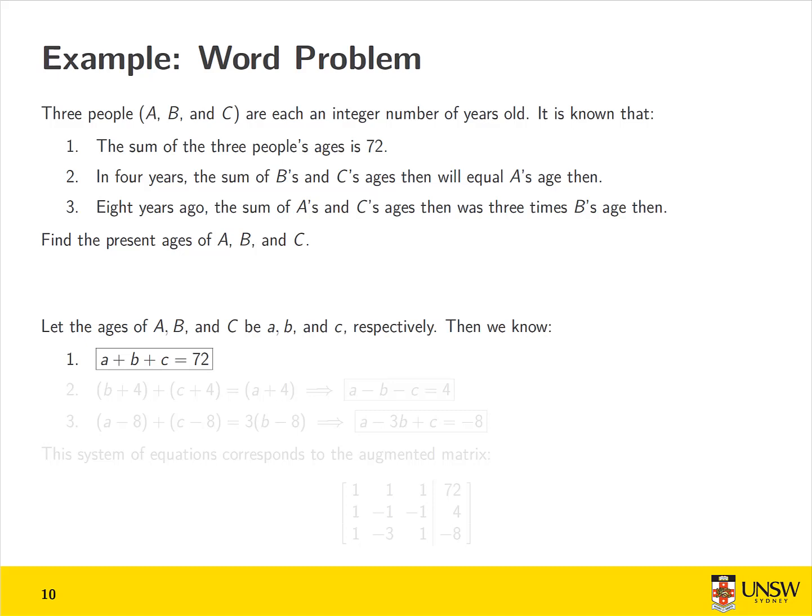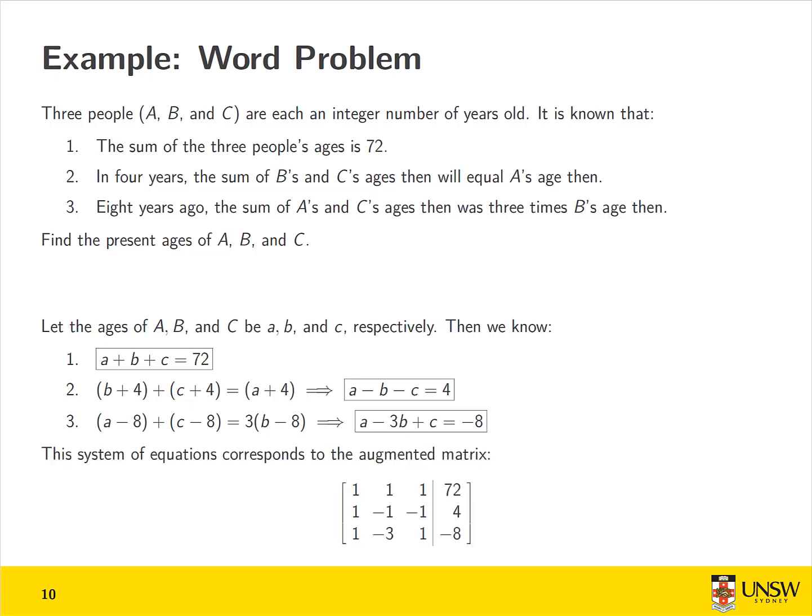The first fact tells us that a plus b plus c equals 72. The second fact tells us that b plus 4 plus c plus 4 equals a plus 4. We want all the pronumerals grouped on one side of the equation, so let's rewrite this as a minus b minus c equals 4. The third fact tells us that a minus 8 plus c minus 8 is 3 times b minus 8. Rearranging, we get that a minus 3b plus c equals negative 8.